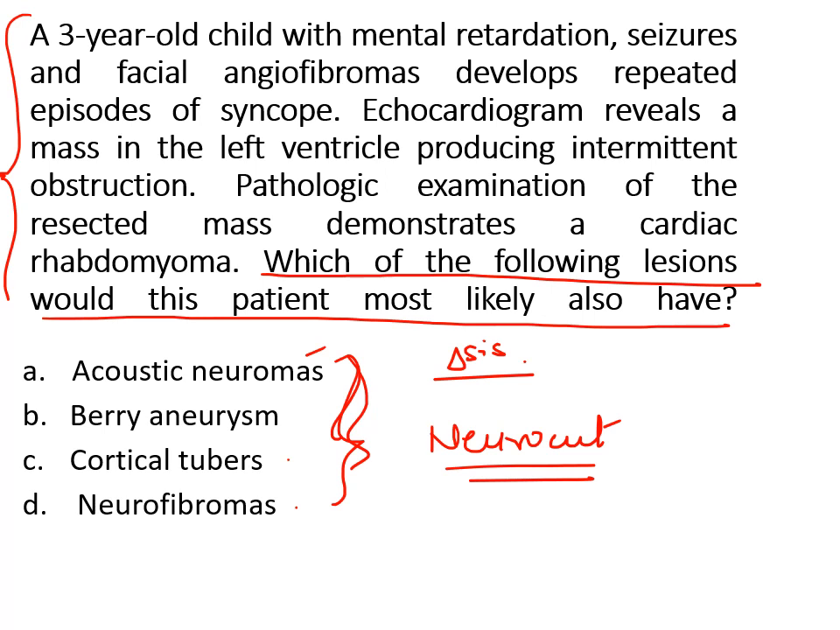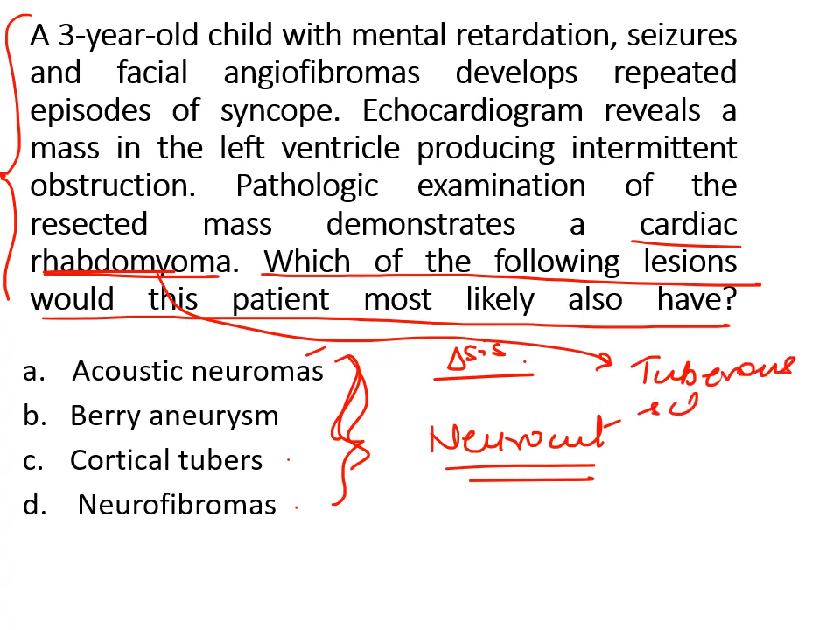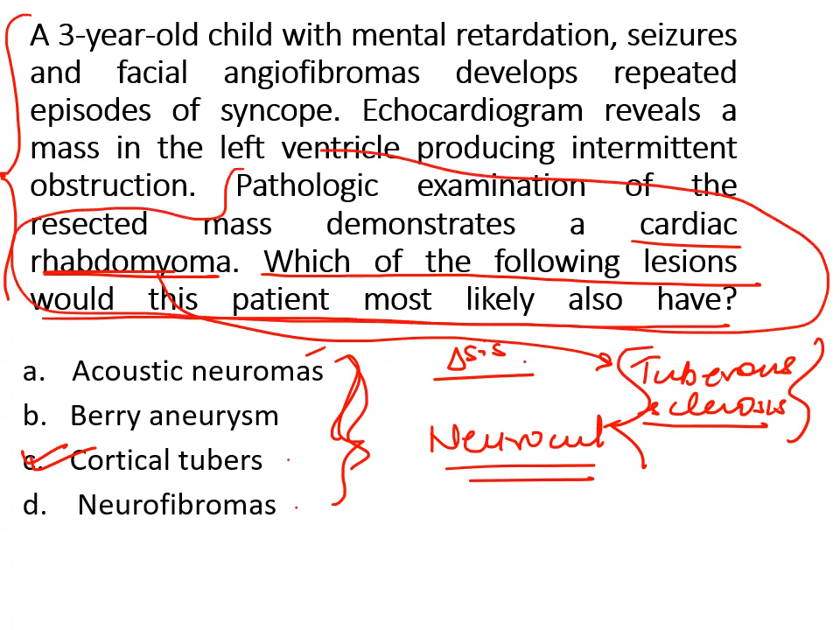Go to the second last sentence: pathologic examination demonstrates a cardiac rhabdomyoma. We all know that cardiac rhabdomyoma is seen in tuberous sclerosis. So now we have already made the diagnosis. Which lesion would be seen in tuberous sclerosis? It is cortical tubers. So just reading the last two sentences, you can answer the long questions. So do that.